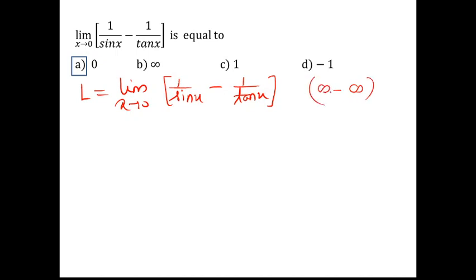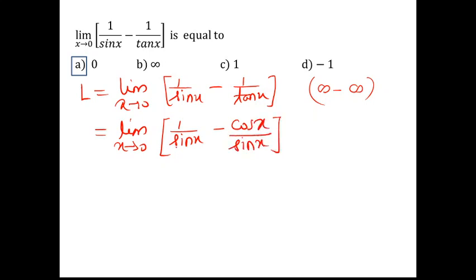So we have infinity minus infinity form, and in order to apply L'Hospital's rule, we need to put this in the 0 by 0 or infinity by infinity form. So I will write it as 1 by sine x minus 1 by cos x, tan x is nothing but cot x, which can be written as cos x upon sine x, right? So we find that this is nothing but the same as limit as x tends to 0 of 1 minus cos x upon sine x. Now check the form.